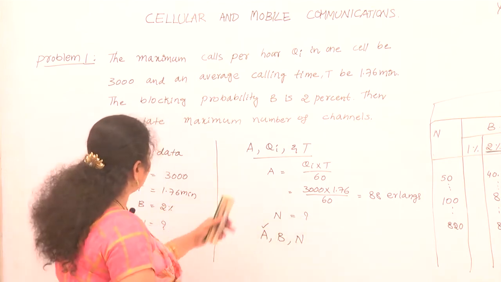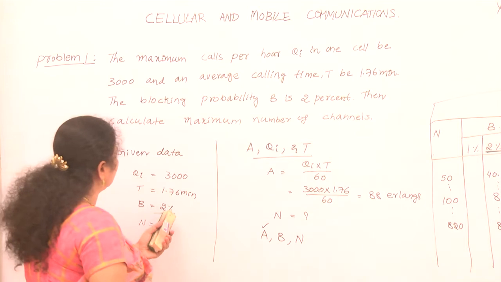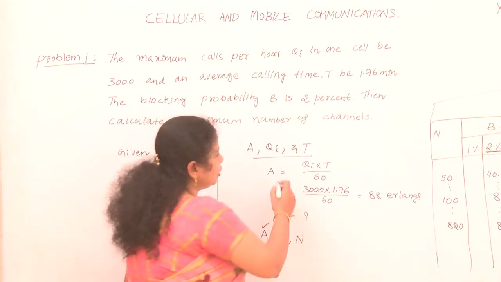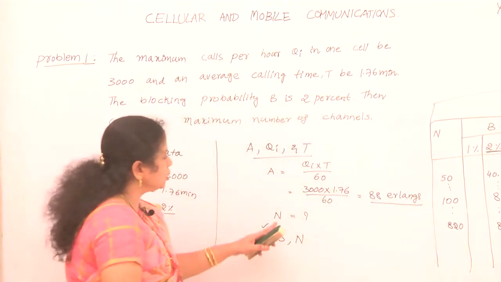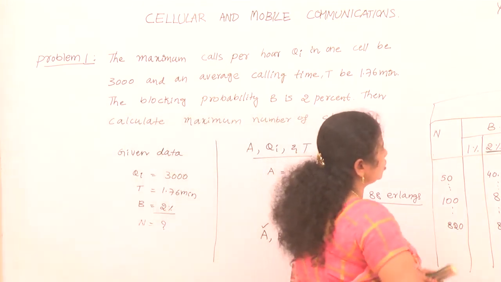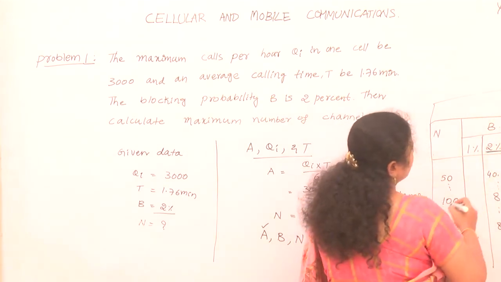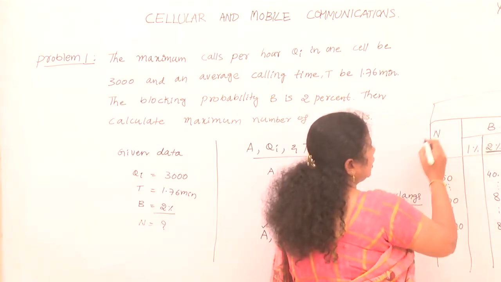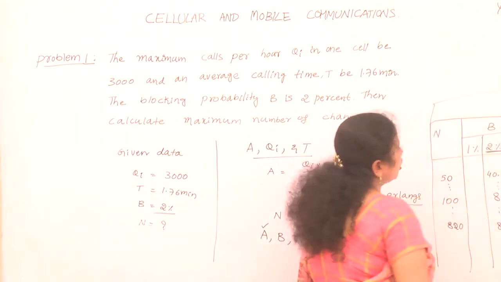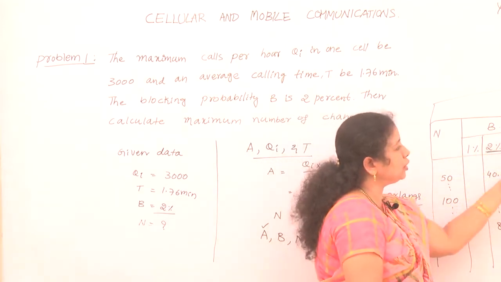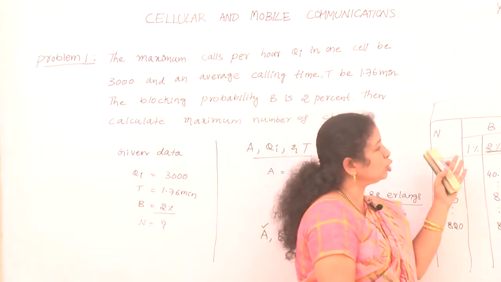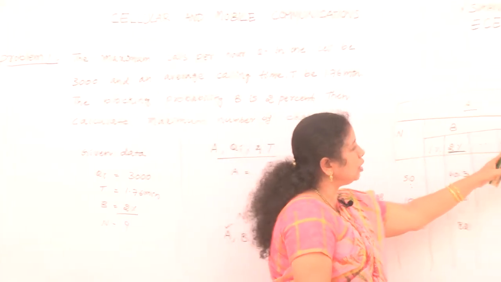For this problem, the blocking probability given is 2%. So for 2% with an offered load of 88 Erlangs, what is the value of N? That can be found using this particular table. We observe here the offered load, the blocking probability, and N, the number of channels required in that system. Generally the blocking probability varies from 1 to 50. That means 50% means out of 100 calls, 50 calls are going to be blocked.